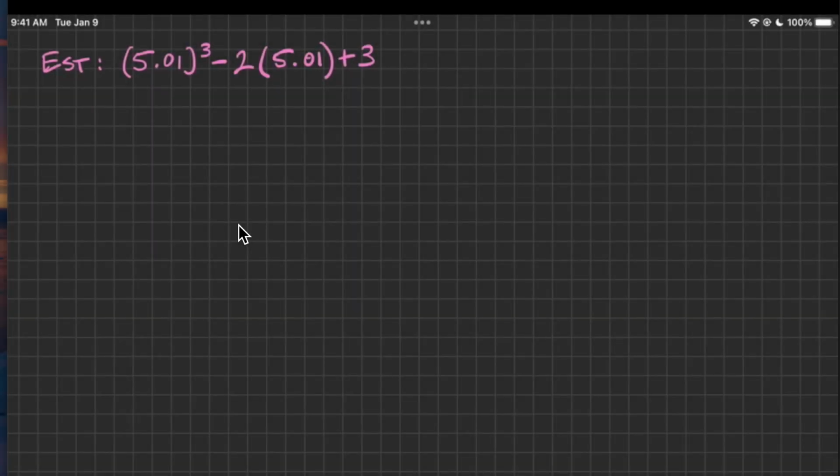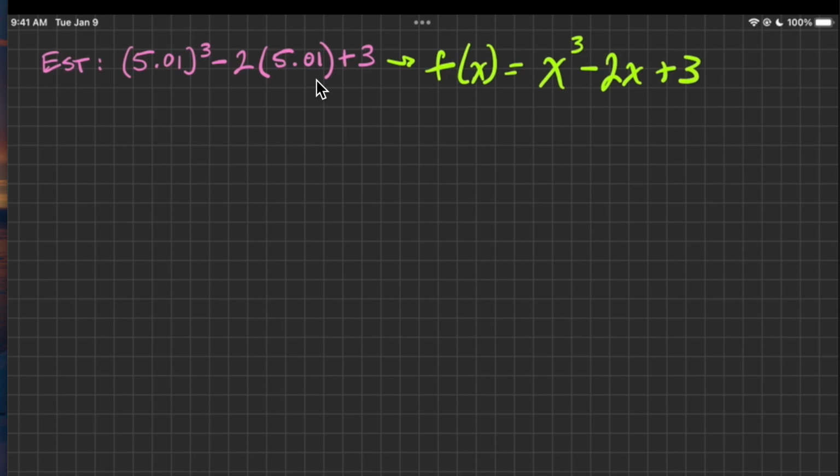In our next and final problem, we are asked to estimate 5.01 cubed minus 2 times 5.01 plus 3. So we're going to establish our working function of f of x equaling x cubed minus 2x plus 3. First thing we're going to do is pick an easy value for x. Let's use 5. We're going to call that our a value, or easy a value. We're going to do f of a, which is f of 5.